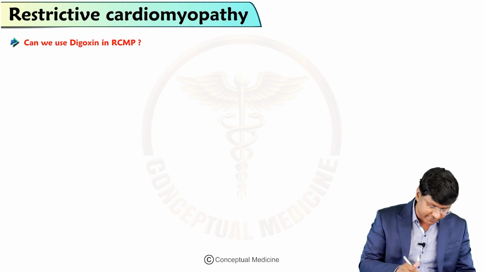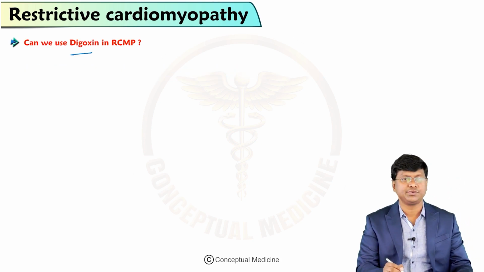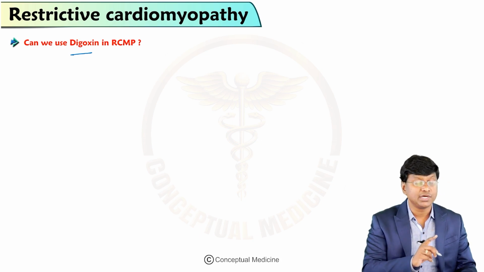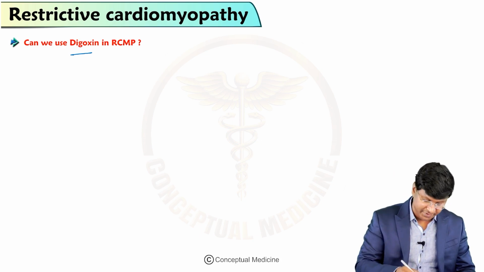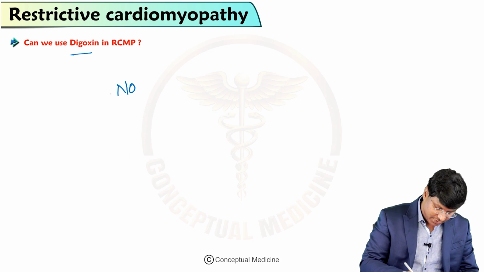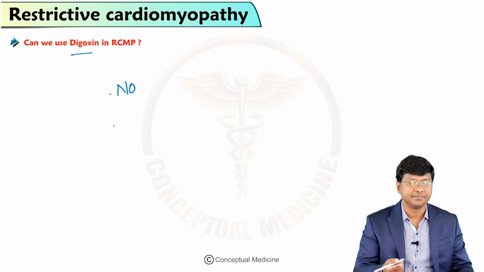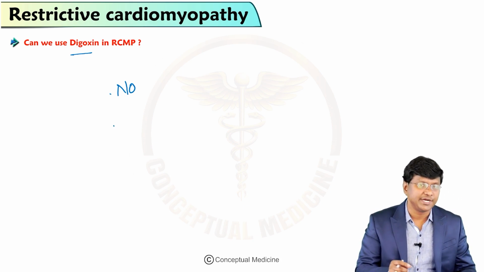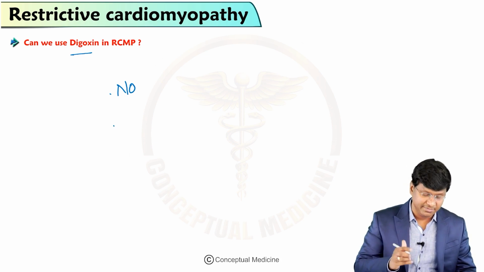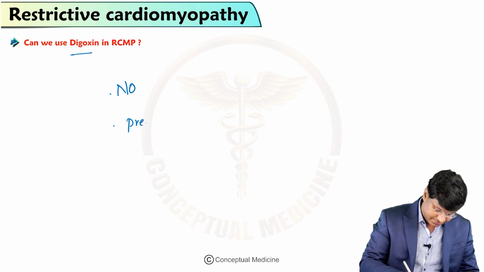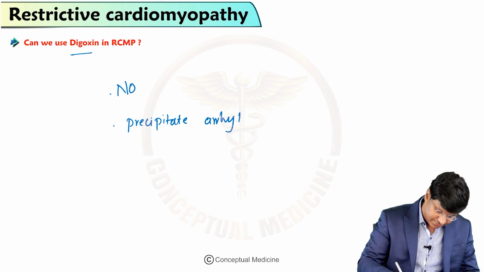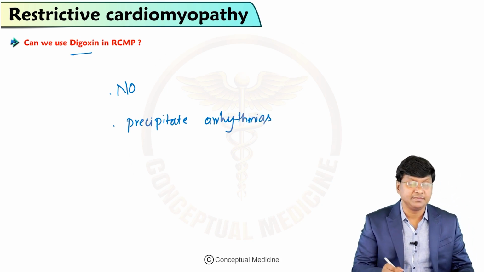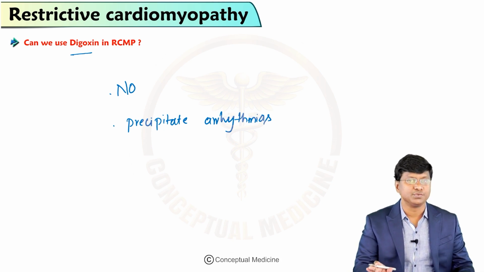And the next important question is, can we use digoxin in restrictive cardiomyopathy? Let me tell you, digoxin in restrictive cardiomyopathy should not be used. And the question is why? Because digoxin in restrictive cardiomyopathy may precipitate arrhythmias, and that is the reason why it should not be used.